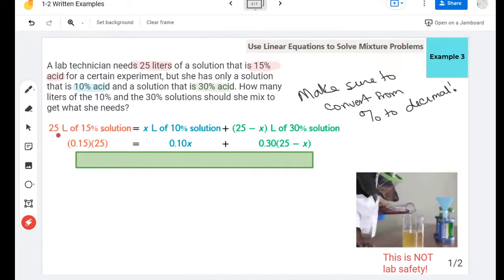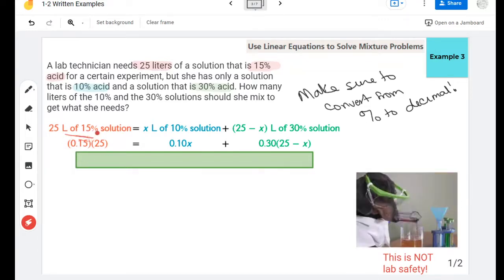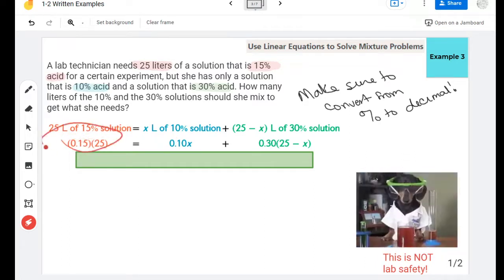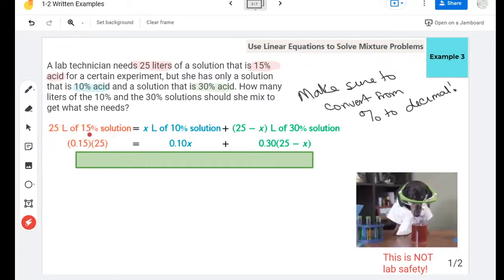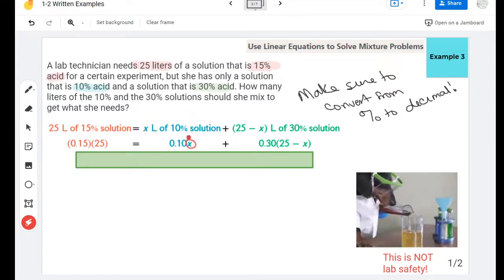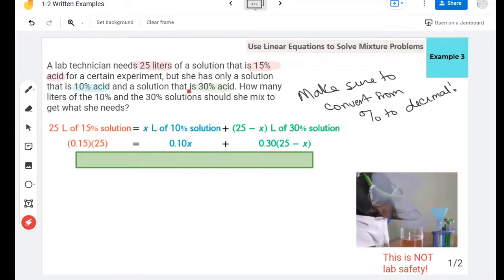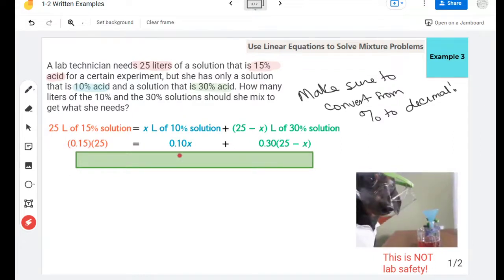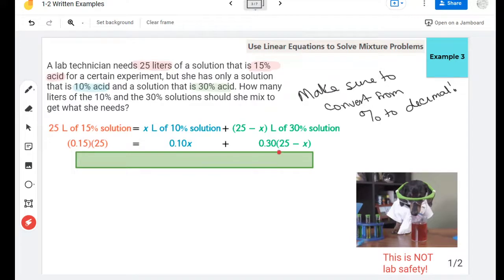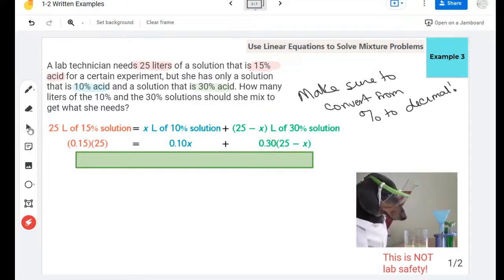Now, like right here, they flipped it. They kind of changed the order. Remember, this is multiplication, so it doesn't really matter whether the 15 is first or second. Okay? They did that because traditionally in mathematics, we usually have the variable after the coefficient. So here's our 10% solution with X liters, and here's our 30% solution with 25 minus X.